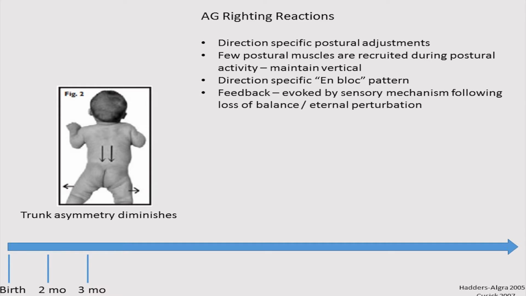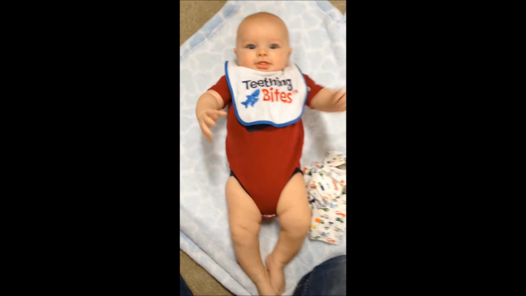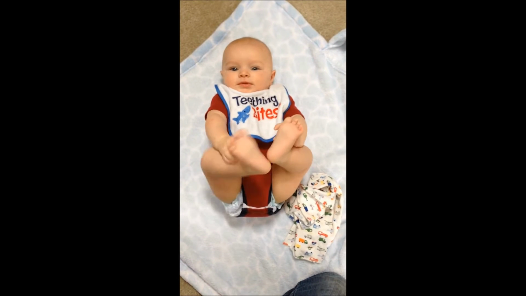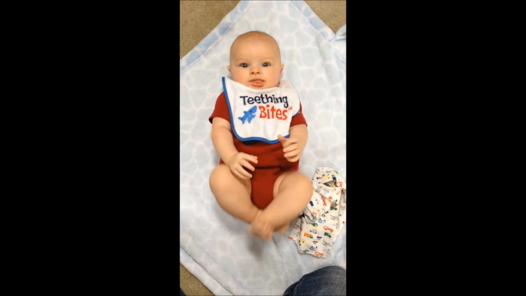And then at 4 months old, we start to get a more symmetrical spine in the frontal plane, and we also start to get some anti-gravity flexion, which also helps with self-awareness. So as you can see in this video clip, this baby is reaching for his toes, flexing his knees and his hips, becoming self-aware of where he is in space.